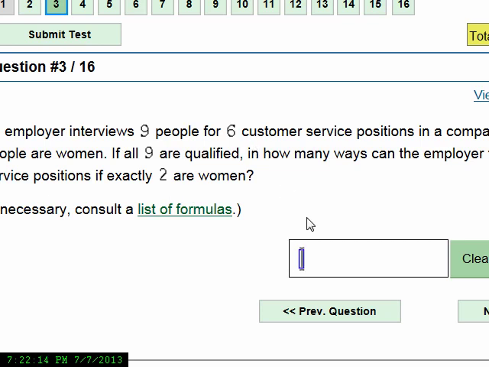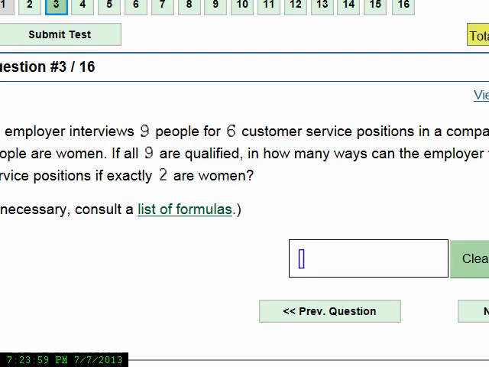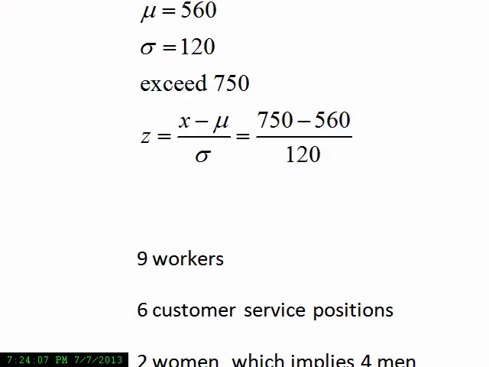So let's take a look at doing that computation real quick. So I'm going to go out to Word. Alright, so since there's 6 customer service positions and we want to see how many ways we can fill it with 2 women, then we're going to take a look at the number of women that they have. So let me go back out there to capture that. And 4 of the 9 are women, so 4 are women. Okay. So from the 4 women, I want to choose 2.